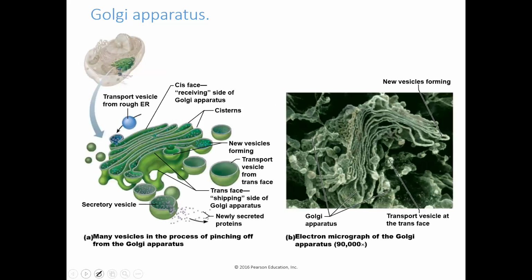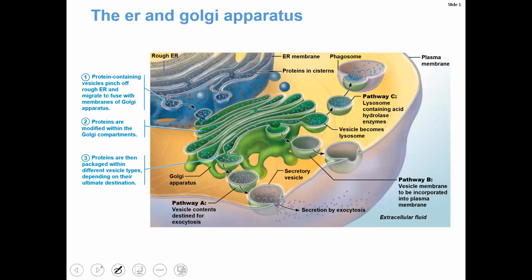So we have the transport vesicle coming from the rough ER, that blue structure there, and then at the end of the Golgi, we have the secretory vesicle that's going to release the protein after it gets made. And the picture on the right is what it really looks like. That's 90,000 magnifications.